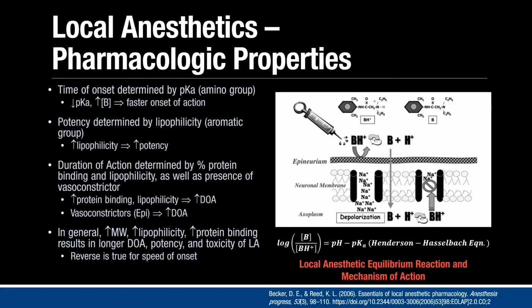So more lipophilic local anesthetics produce longer blocks because they sequester in the adipose tissue and the myelin sheaths that surround these peripheral nerves. And so they're very close to being able to diffuse and act on the channels. And then lastly, the presence of a vasoconstrictor such as epinephrine, as we all know, prolongs the local anesthetic duration of action by about 30 to 50%. This is because it reduces the rate of vascular absorption of the local anesthetic and allows it to stick around longer.